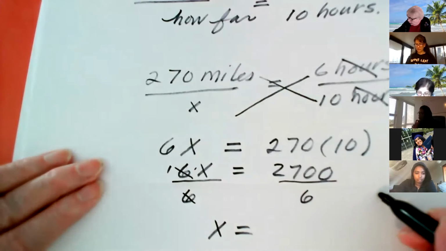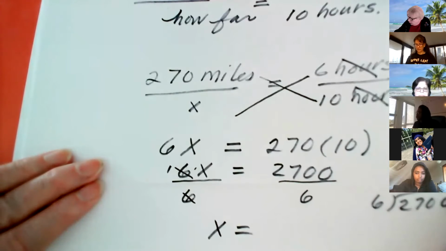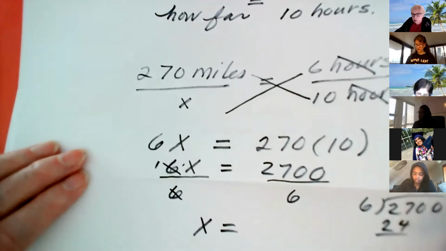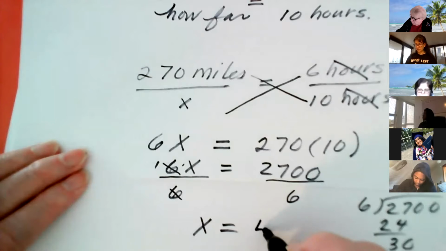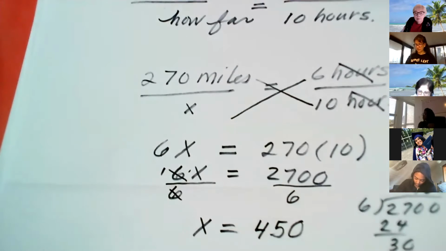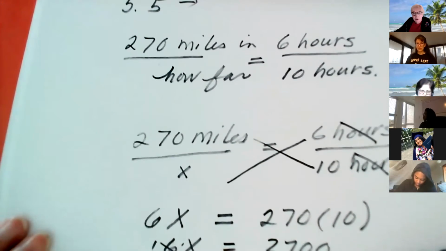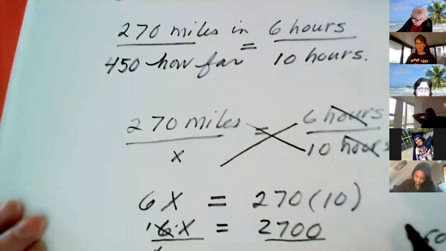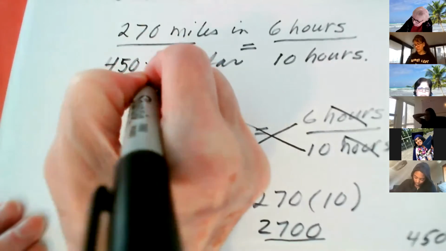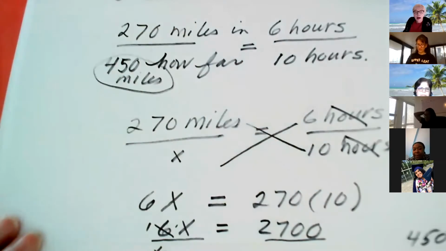So you can do it longhand, 6 into 2700. That would be 4. 6 times 4 is 24, 3 left over. 6 into 30 is 5. And that comes out even. And I've run out of paper, but it's 450. Okay, so then you go back and say, what did you figure out? X, which was this number here, was 450, and it was miles.